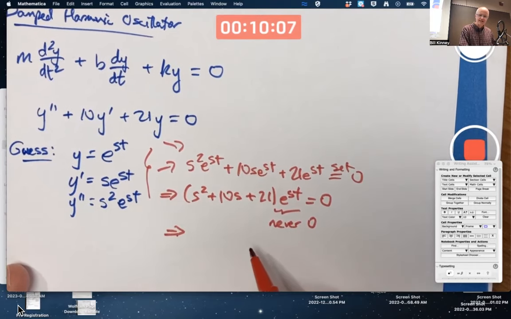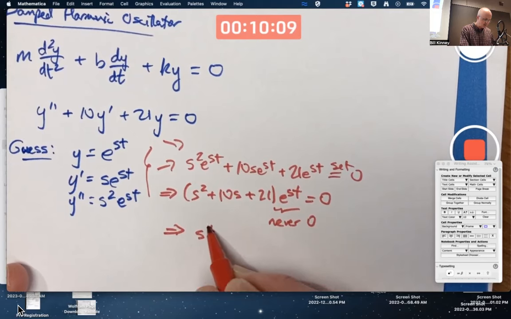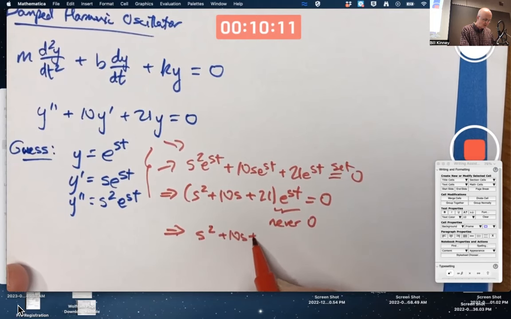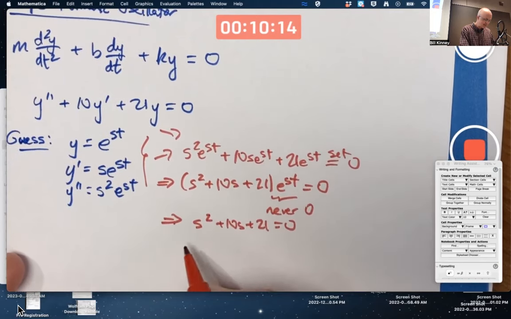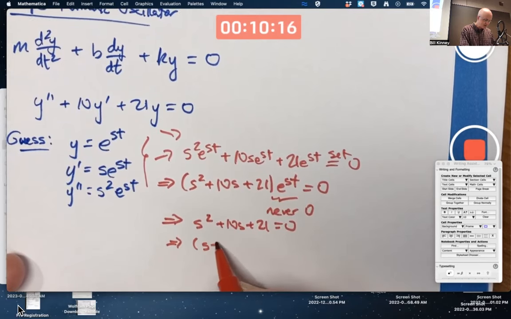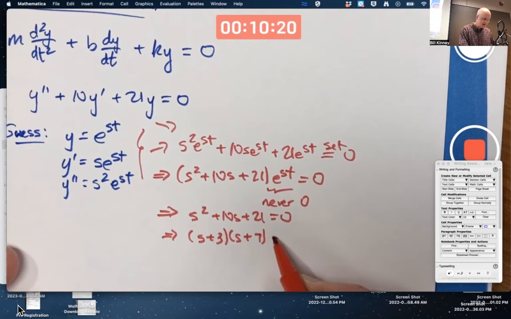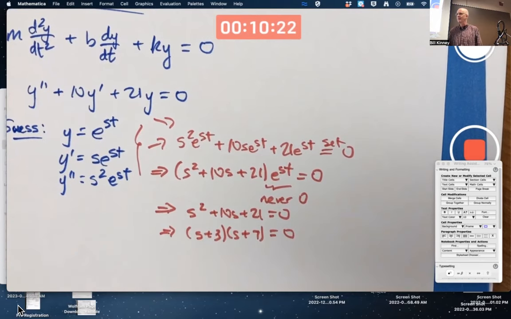So the only way this is 0 for all t is if s squared plus 10s plus 21 equals 0. And I made that nice to factor as (s plus 3) times (s plus 7). I purposely did that. Of course, in general, you'd have to use the quadratic formula, and you could get irrational number roots and things like that. And it's kind of an unpleasant thing in that case. Or you could get complex number roots. We'll deal with that later in the semester.